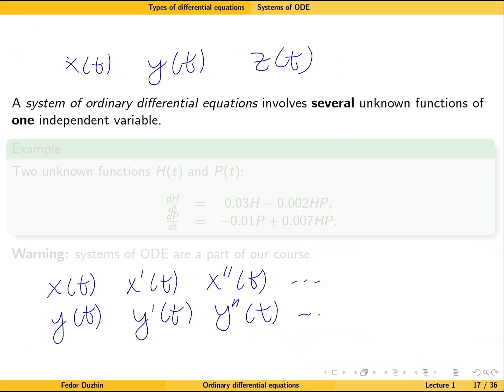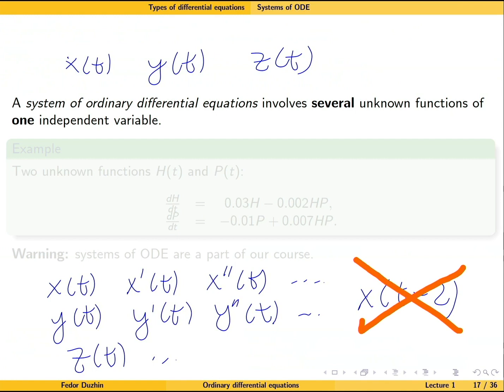Same for that. But it's not going to have something like x evaluated at the point t minus 2. So that's not allowed, right? That's not covered by the word ordinary.